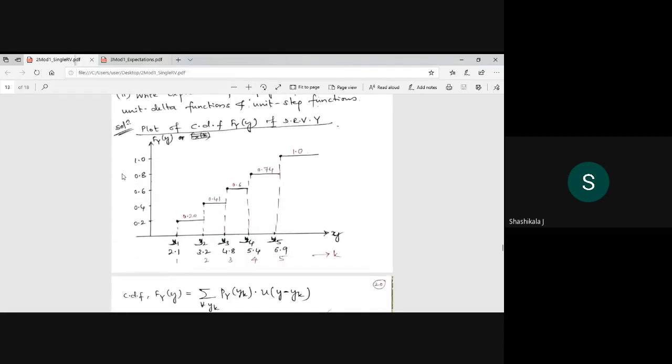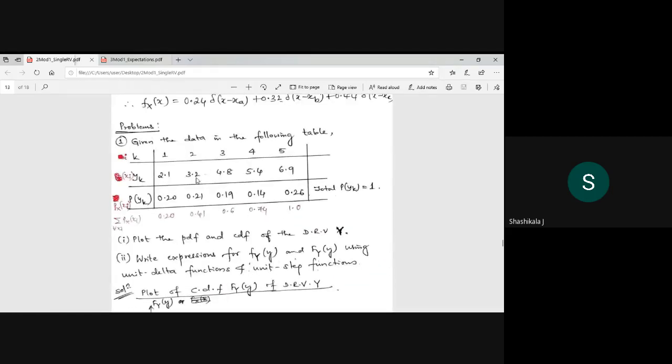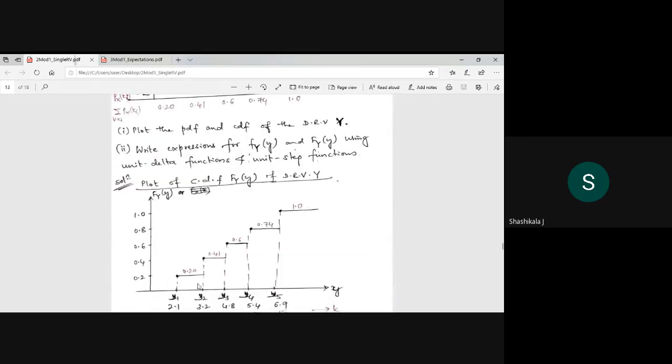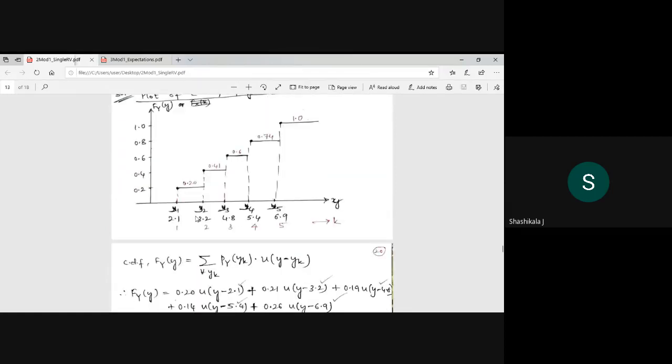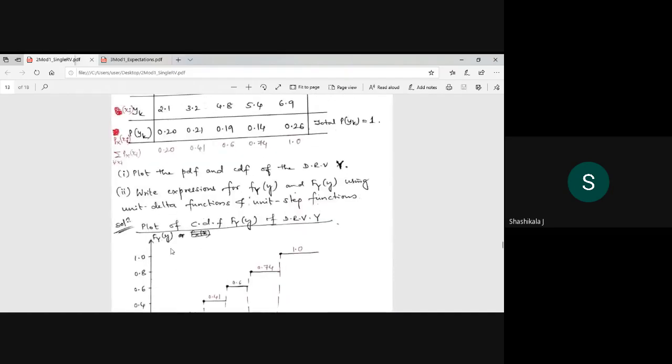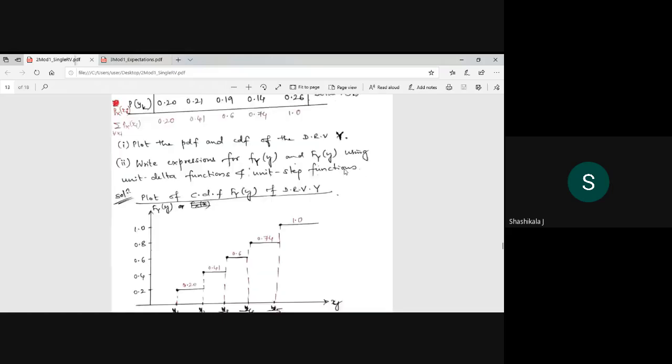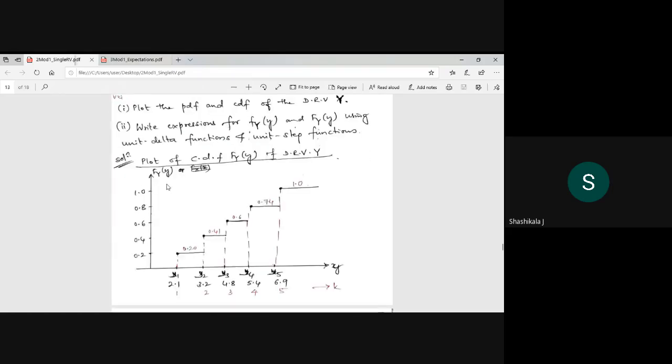Okay, and that is the plot of the CDF. When you draw the plot, this is your y real axis, and here they have mentioned the real values, 2.1 and 3.2, and now we have to write 0.2, 0.41, 0.6, 0.74 and 1. The question they have asked is to plot the PDF and CDF of the discrete random variable y. Now we are writing the CDF, f of y.